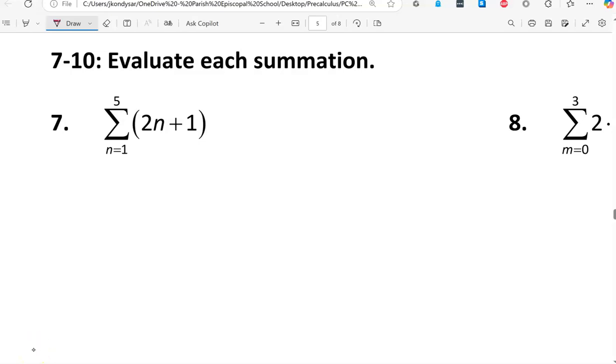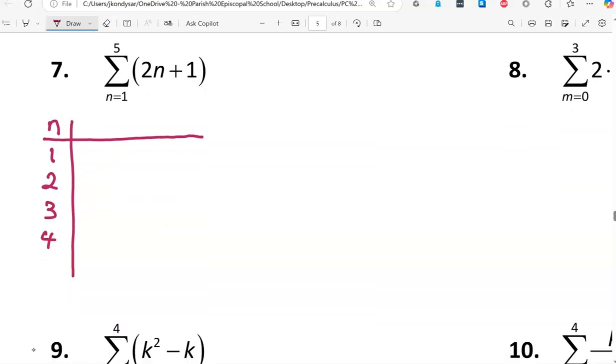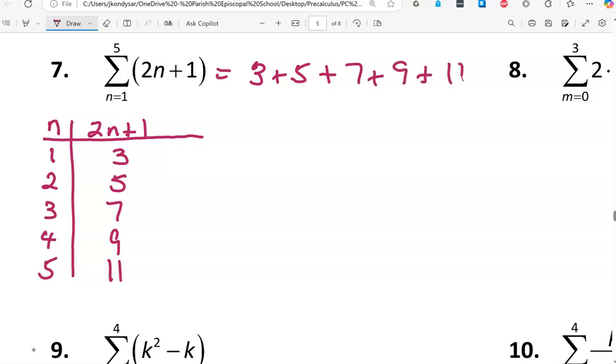In number 7, we can create a table to help for this summation and list the n values, which go from 1 to 5. So 1, 2, 3, 4, and 5. And then in the second column, list the values of the terms, which are equal to 2 times n plus 1. If n is 1, 2 times 1 plus 1 is 3. If n is 2, 2 times 2 plus 1 is 5, etc. And so this summation is 3 plus 5 plus 7 plus 9 plus 11, which equals 35.